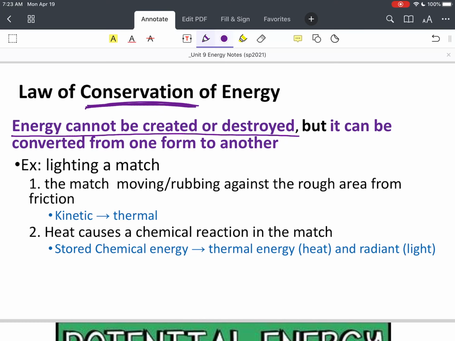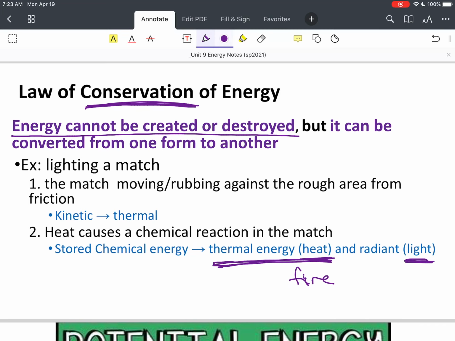So another example is like lighting a match. At the end, we call it thermal energy because it's hot, right? We know that our end result of lighting a match is fire. It's hot and it's bright. So we have two types of energy, light and heat. Well, where did those come from? How did we get those?